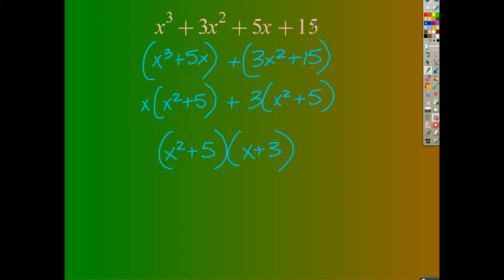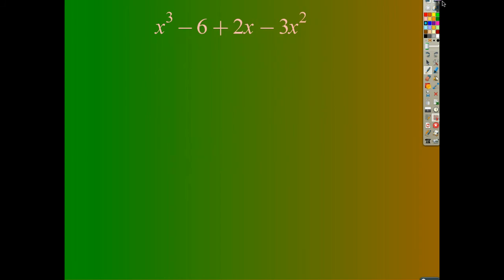All right, well, let's move on to another one. Why don't you take a second, pause the video, and go ahead and try doing this one. Try to work your way through grouping this one and factoring it out.